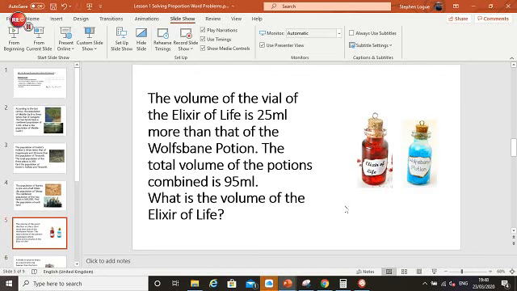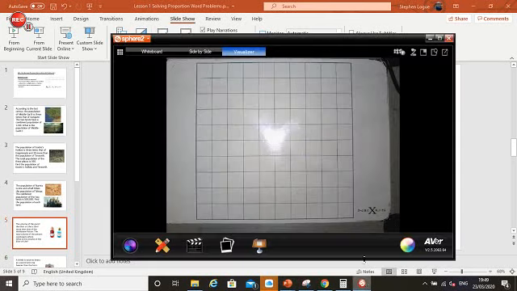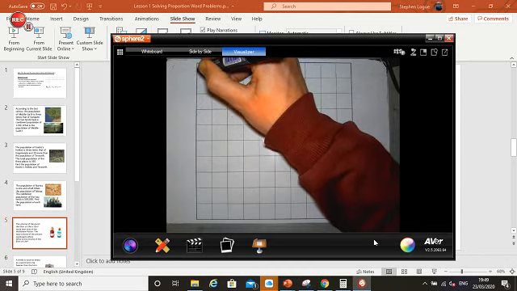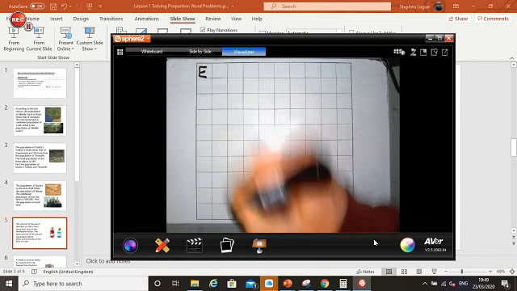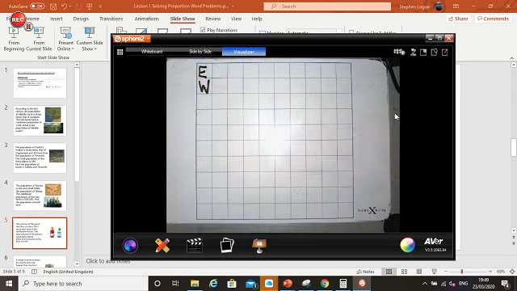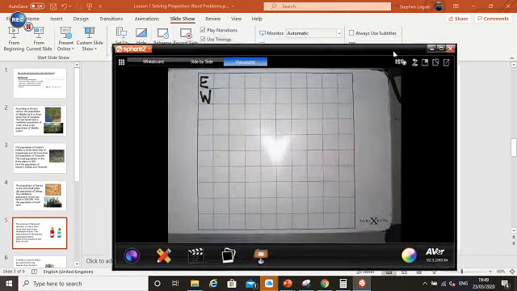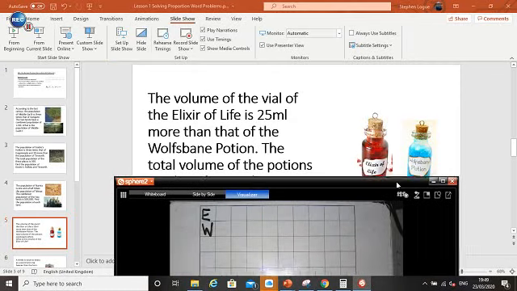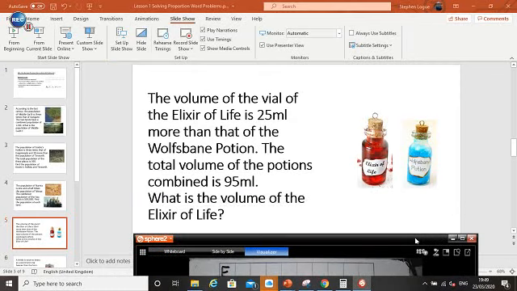9 take away 2, 7. 70 divided by the 2 parts. 2's into 7, 3 times, with 1 left over. 2's into 10, 5. So in each of these parts, 35.